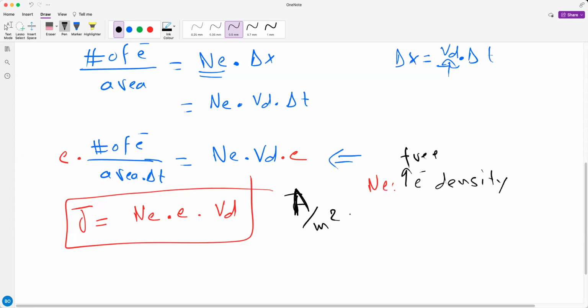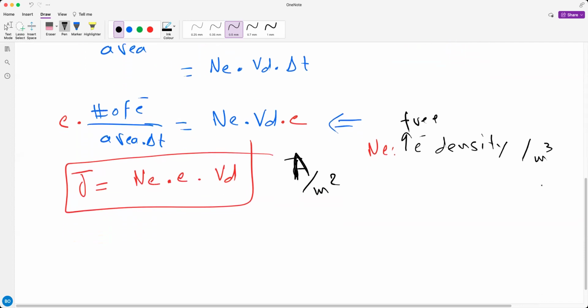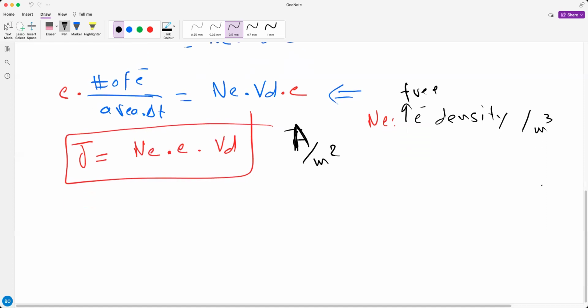Wait, so the n_e is the free electron density, right? Is that what you said? Yes. So it will be per cubic meter. Yeah, the free electron density, or the density of free electrons. Any question?